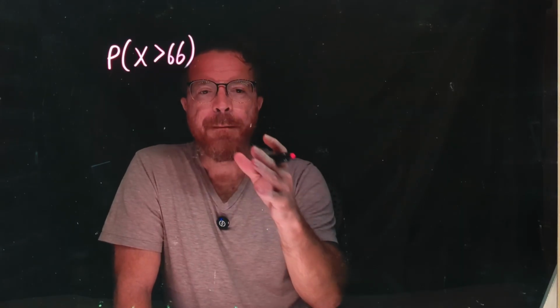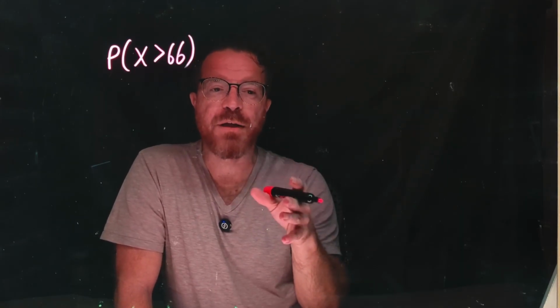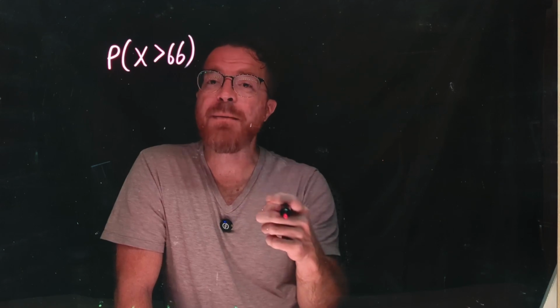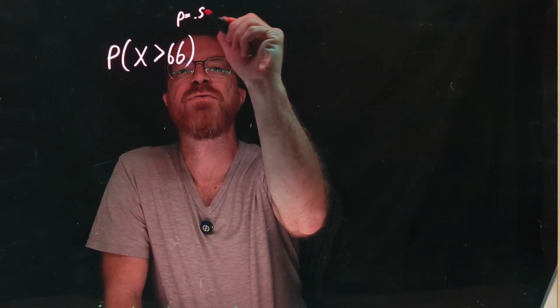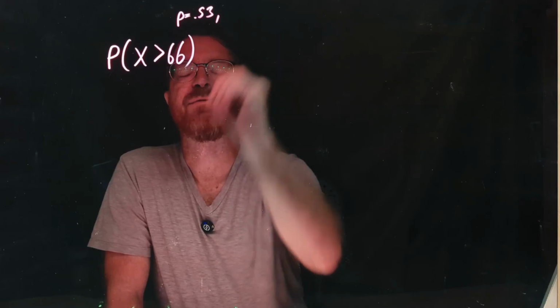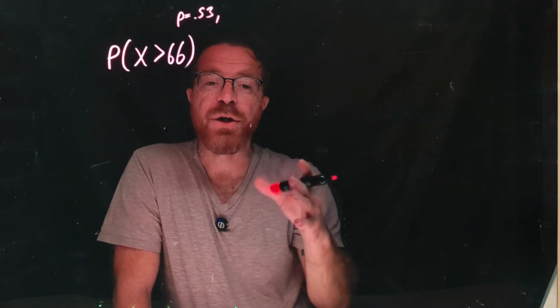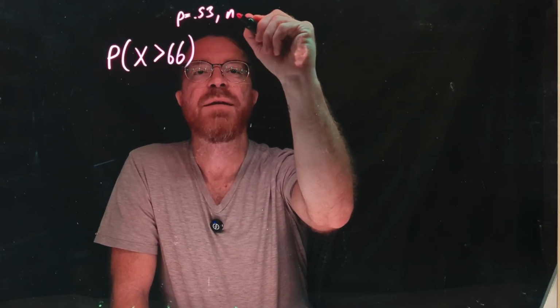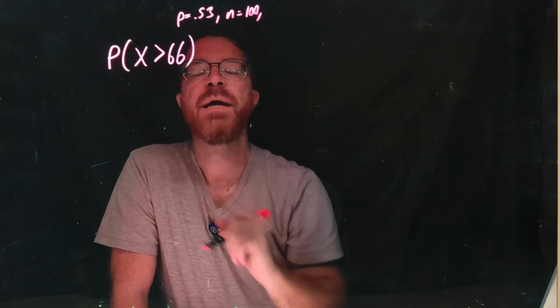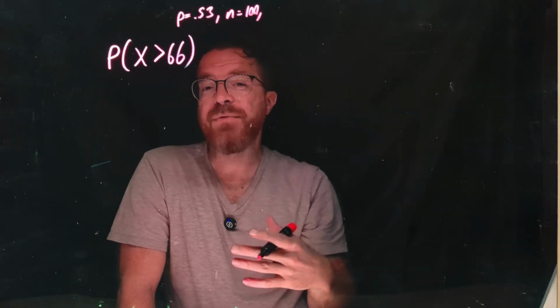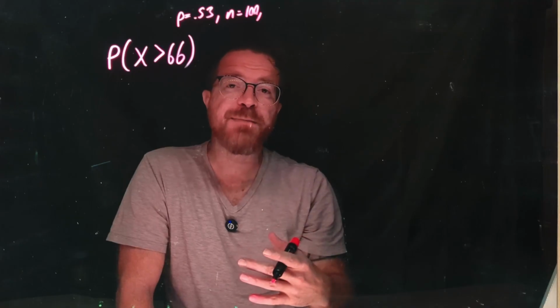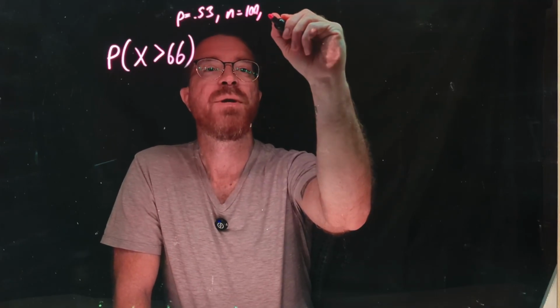Now, looking back at this problem, it reported that 53% of college students use Google. That's our probability of success. Our success, p, is equal to 0.53. This is our given information. They sampled 100 students, so that's our n. n equals 100. Now, because we know what p is, 0.53, we also can figure out what q is. q is just 1 minus p, so it's going to be equal to 0.47.